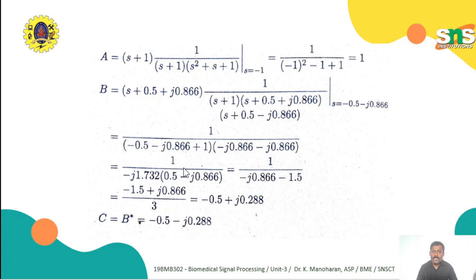Now I am going to simplify this. Simplifying, we get 1 divided by minus j 0.1732 into minus 0.5 minus j 0.866. That will be equal to 1 divided by minus j 0.866 minus 1.5. Now we can simplify this, so that becomes minus 0.5 plus j 0.288. C will be simply found by the complex conjugate of this number, so that will be equal to minus 0.5 minus j 0.288.